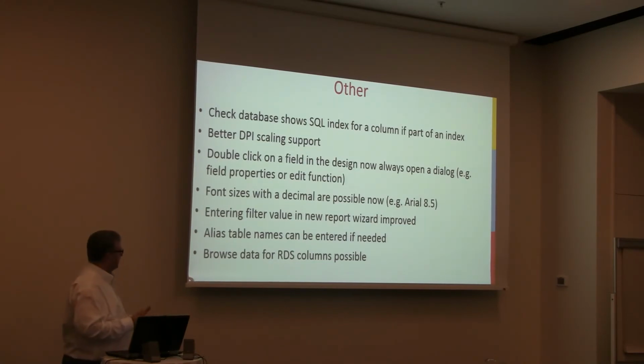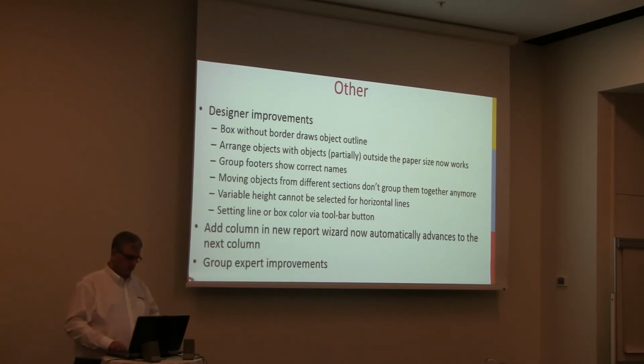You can do browse data on RDS columns. Previously it was always showing an empty dialog. You do not have that much RDS test data in a report, so it does not bring very much extras, but at least it shows what test data for that column is available. A lot of other smaller things like add a column in a new report where it automatically advances to the next column, makes it easier to build up a report quicker.